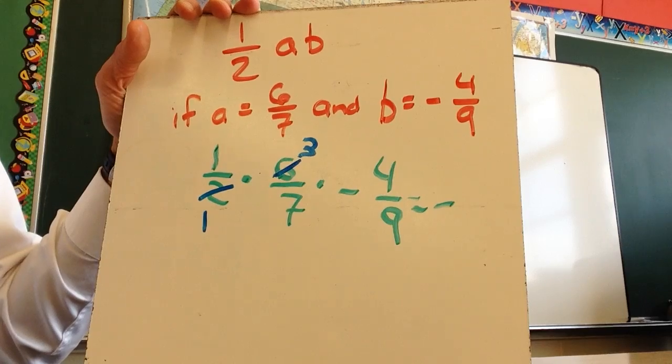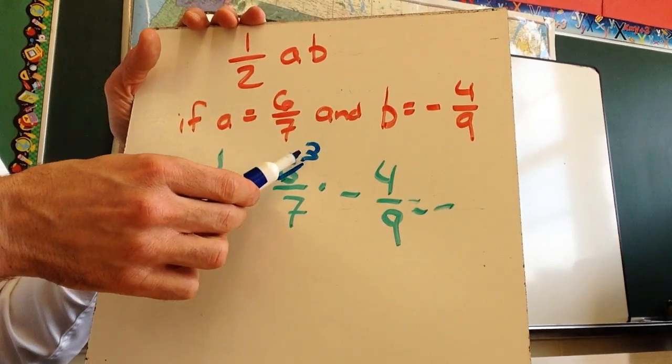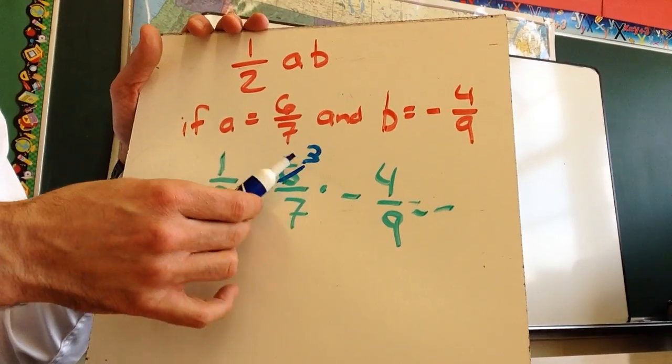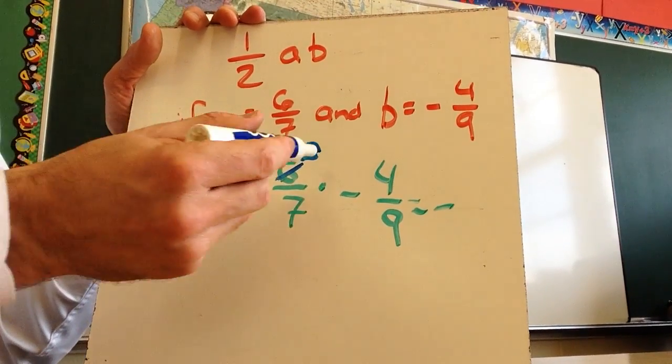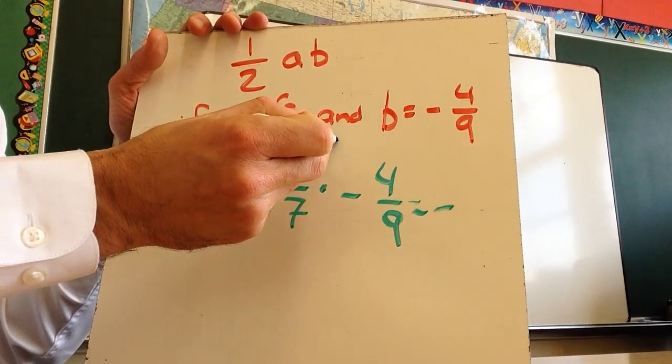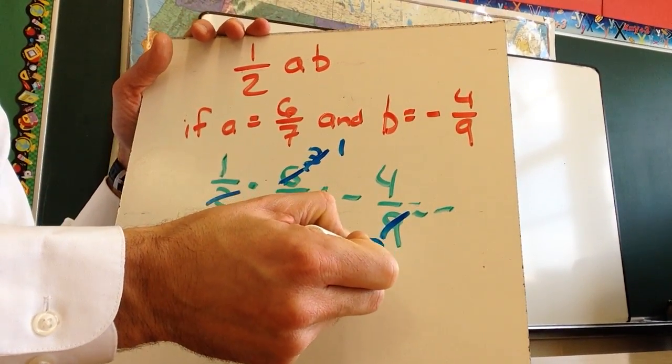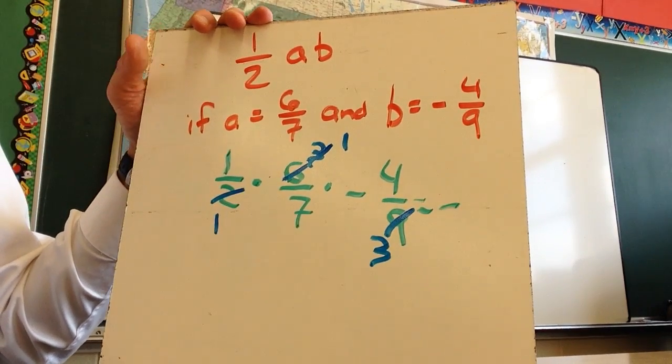Now I'm looking for other opportunities, and I actually can do this 3 again. So I can divide, the 3 and the 9 would go evenly. So I'm going to divide 3 divided by 3, and that becomes a 1. And 9 divided by 3 becomes a 3.